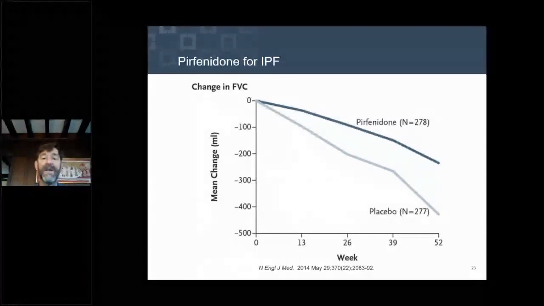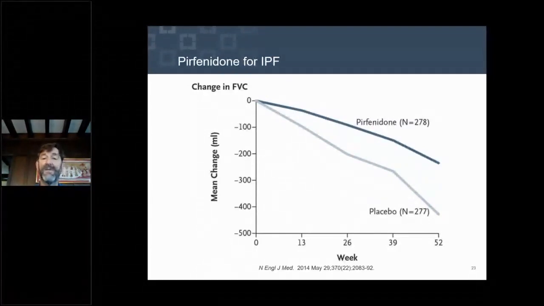Change in FVC, you can see by week 52, the placebo group lost about 400 milliliters on average, where the pirfenidone group had lost about 200. So it slows down your lung decline by about half. And it also reduced your respiratory-related hospitalizations, because the last thing you want is these people to be in the hospital.